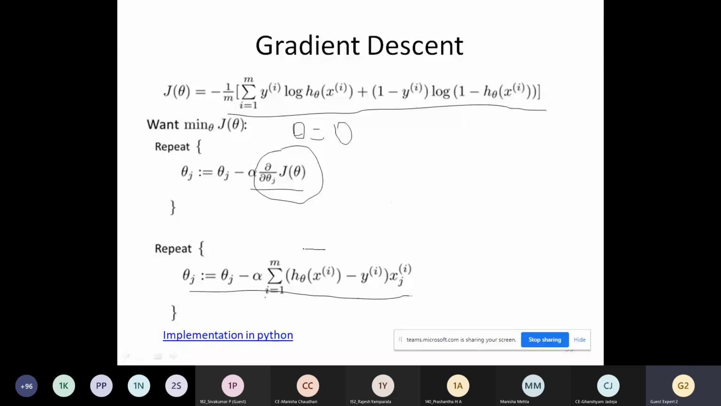But the only difference is what? In linear regression, your h of theta x is theta 0 x 0, theta 1 x1, theta 2 x2, while in this case, your h theta of x will be 1 upon 1 plus e raised to minus theta transpose x. So we have to use this function in logistic regression. That is the only difference between gradient descent of linear regression and logistic regression.